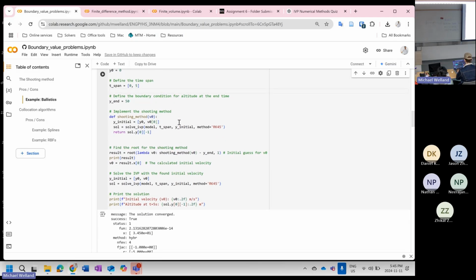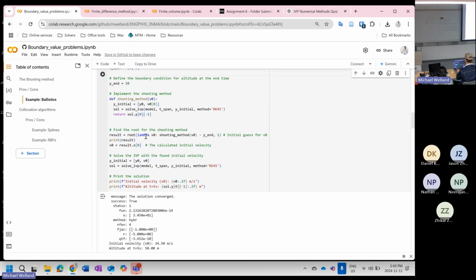and then what you have to do is define a function that solves your initial value problem, right? So given your initial guess, you solve your initial value problem and you find what your altitude is at the end, and then you throw that into a root finder. So there's a little bit of defining functions that call other functions going on just because of the structuring of how the root finder is expecting to query your function.